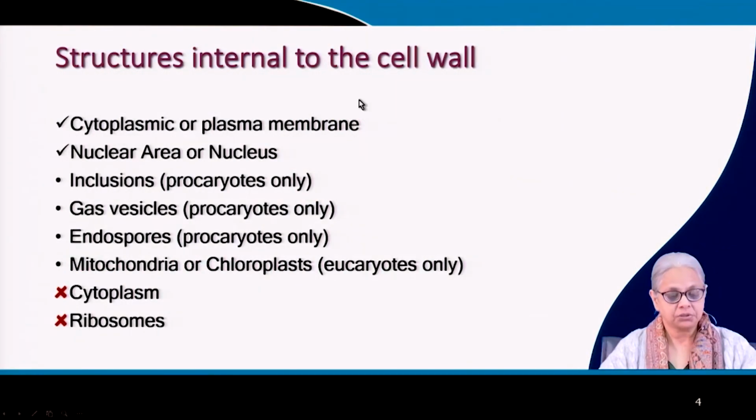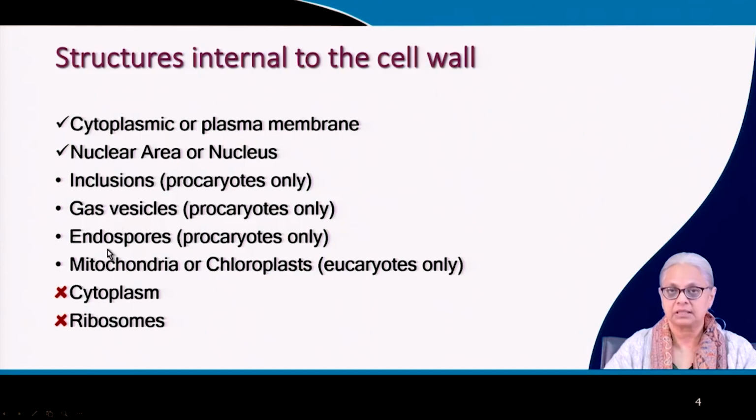Then we come to structures that are internal to the cell wall. We have already taken a look at the cytoplasmic or plasma membrane, and we've looked at the nuclear area. Now we are going to look at the remaining organelles shown over here. We are going to look at inclusions and gas vesicles as well as endospores. These are present in prokaryotes, and mitochondria or chloroplasts are present in eukaryotes only.